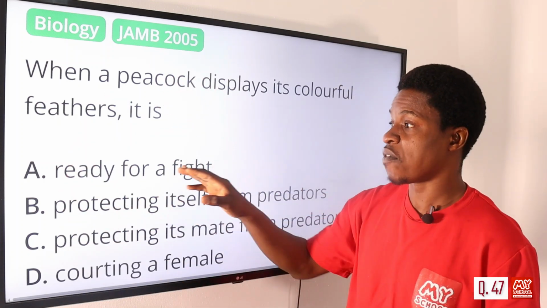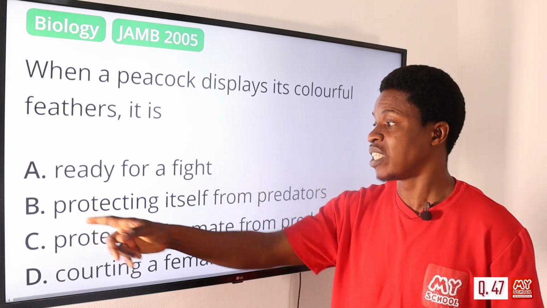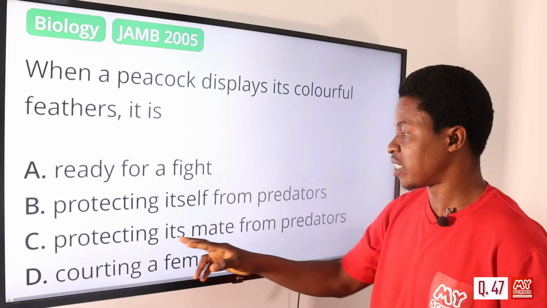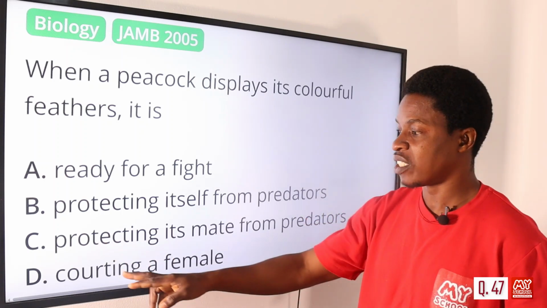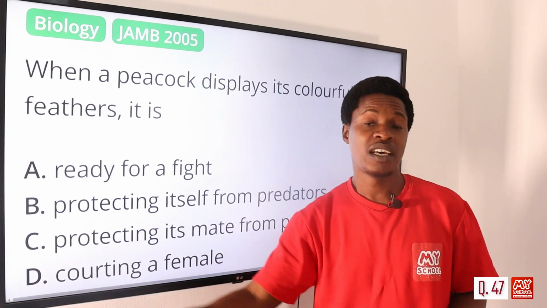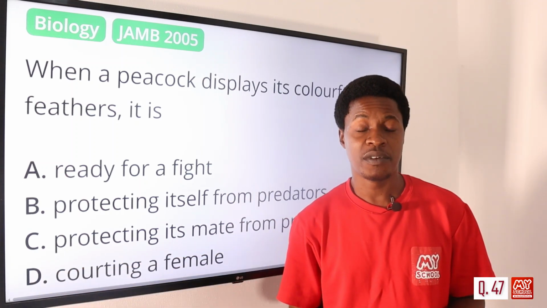Option A says ready for a fight. No, it is not for a fight. Option B says protecting itself from predators. No. Option C says protecting its mate from predators. And option D says courting a female. Yes, it wants to court a female. So the correct answer is option D, courting a female.